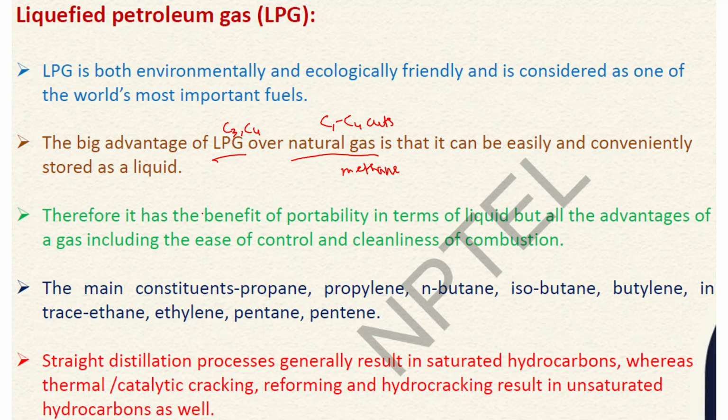Whereas this LPG, which consists of C3 and C4 cuts, has a higher boiling point compared to methane, due to which the liquefaction of this LPG becomes easier in comparison to natural gas. That becomes its biggest advantage. Therefore, it has the benefit of portability in liquid form, and this LPG becomes easier to store and to transport from one location to another with respect to natural gas.